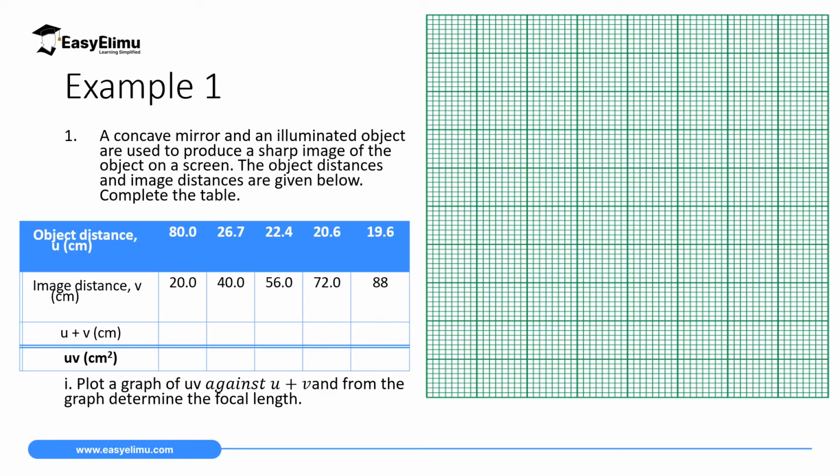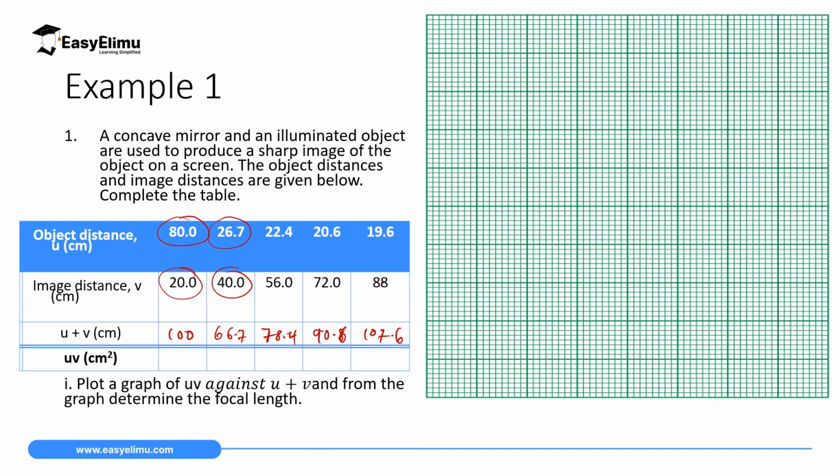We have a column of U plus V. In this case, we are going to add this U and this V. Then in this case, it's going to give us 100. Then in the second case here, we add this plus this one. It's going to give us 66.7. Then this one is going to give us 78.4. Then the fourth one is going to give us 90.8, then 0.6.